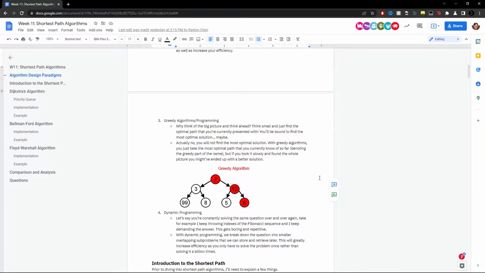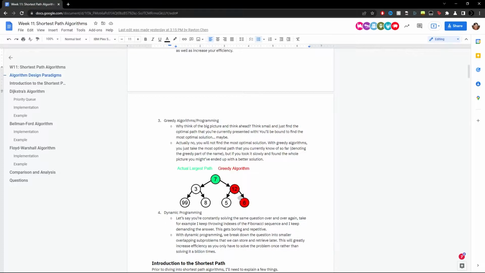Of course, everyone's going to choose the $5 path. That's more money. I'm greedy, and this $5 path will go. Okay, you want to take a path of $7 to $100. Everyone wants to take the $100 path. And that's the same idea. But if you took it slowly and found the whole picture, you might have ended up with a better solution.